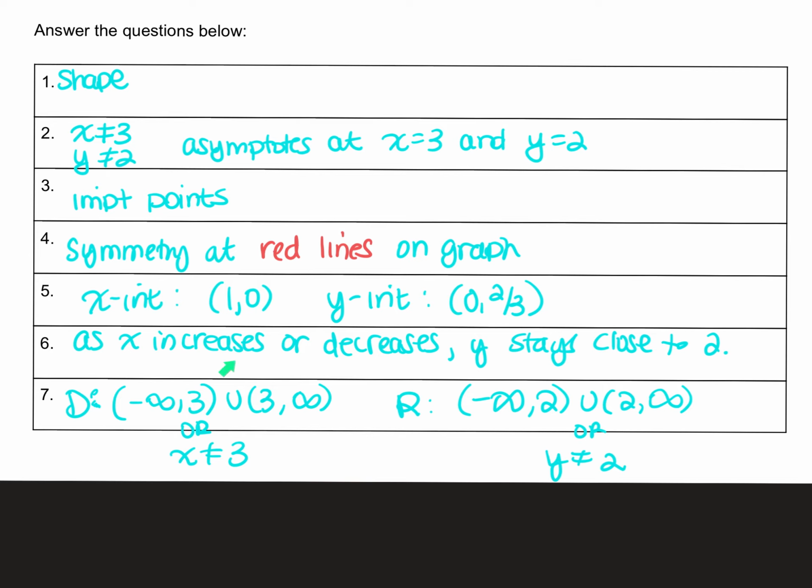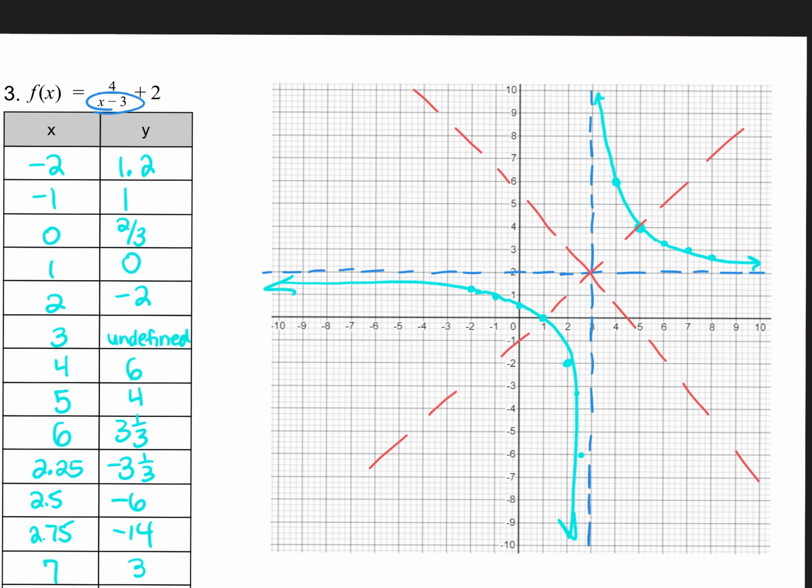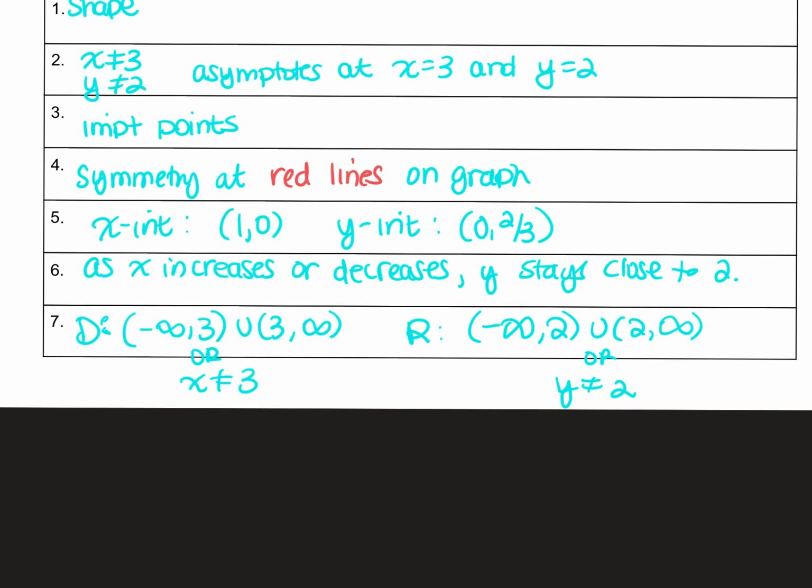And then as x increases or decreases, our y value stays really close to 2. Again, if you look at your graph, as we go really far away from 0, 0, and we look at these values of x as they keep getting smaller, my y value is staying really close to y equals 2 because of that asymptote. And same thing over here. As my x values continue to get larger and larger, the y values are staying really close to 2 because of the asymptote. And then finally, your domain and range.